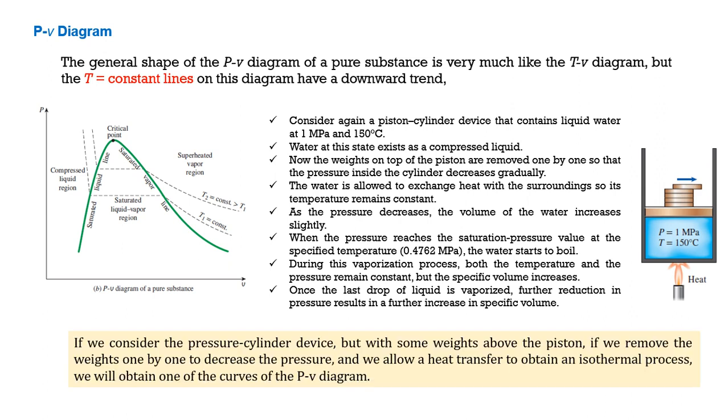So if we consider the piston-cylinder device with some weights above the piston, remove the weights one by one to decrease the pressure, and allow heat transfer to obtain an isothermal process, we will obtain one of the curves of the PV diagram.